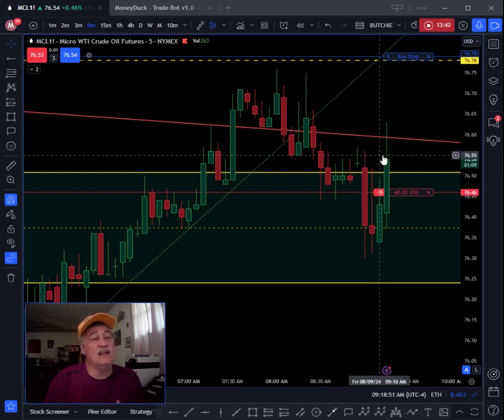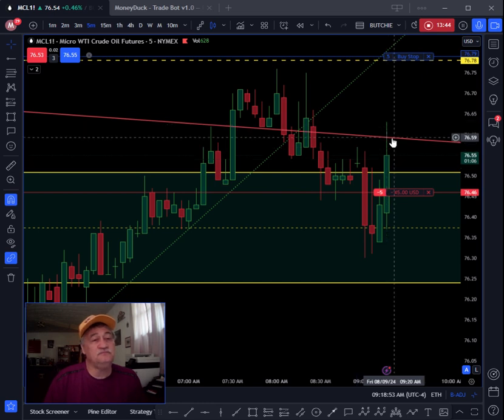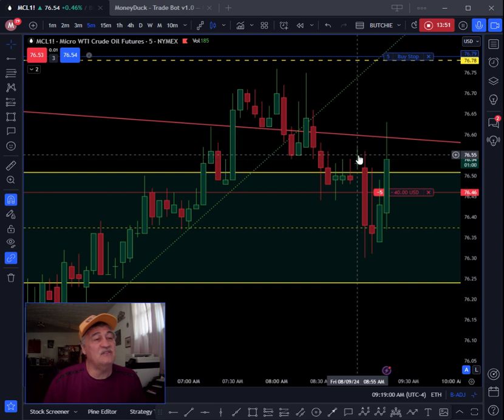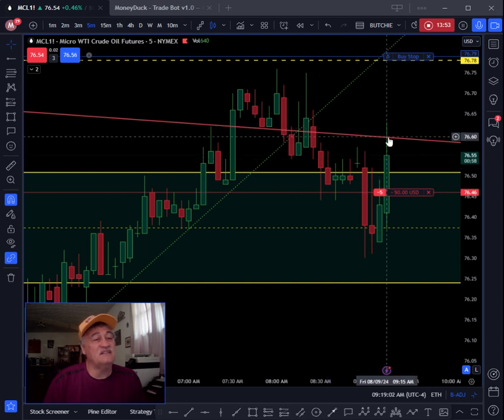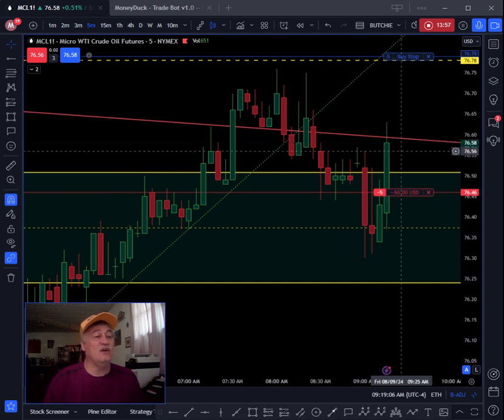So right now we're getting that pullback, and it's testing, again, two things. We're testing the top of this zone. We're testing this high over here. We're testing the back of this trend line. So we need to see if that holds up.